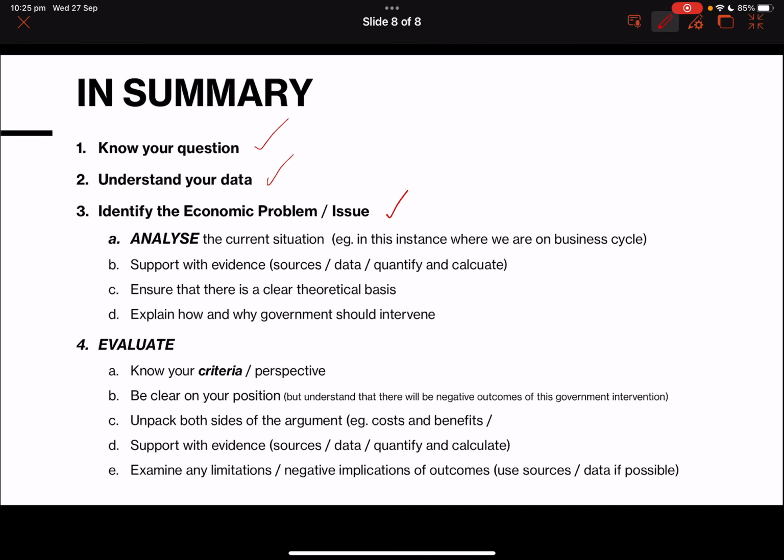Assume there's an issue and assume that the government is going to be involved. Analyse the current situation. Where are we on the business cycle? This is macroeconomics. Macroeconomics is all about the business cycle.